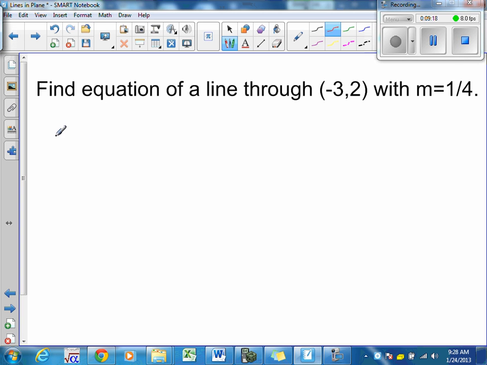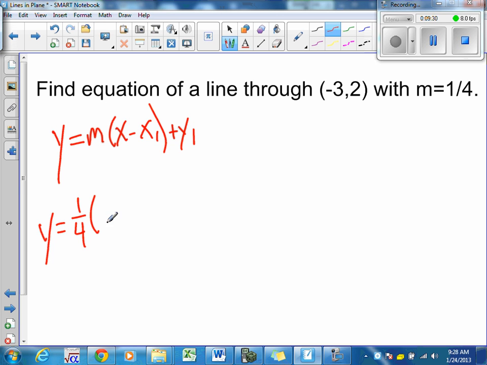So, if we just use point-slope form, it's just plug and chug. Y equals 1/4 times x minus negative 3, plus 2. We're done. We found the equation of a line.